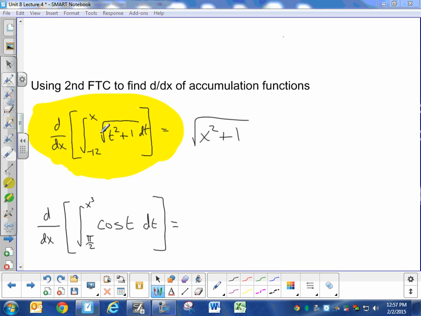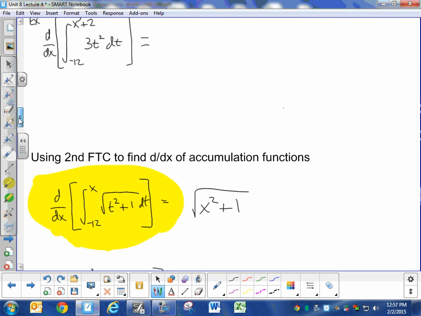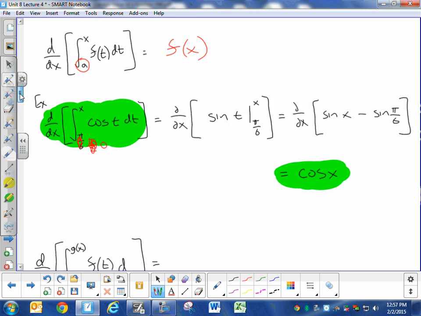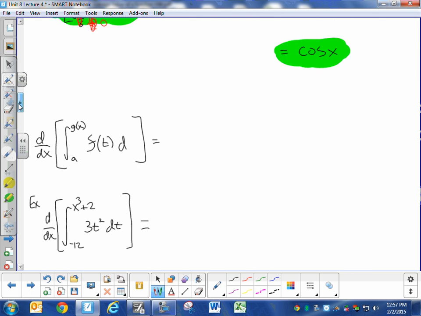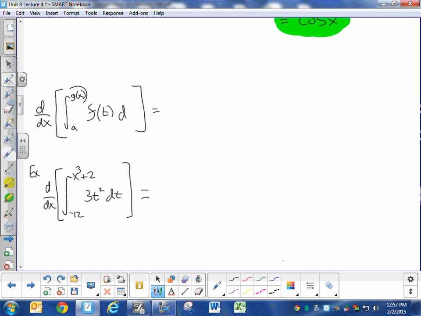So we know how to take the derivative of this funky function, which we can evaluate values for. All right, well, what if we have some crazy stuff up here? What if it's not just x? What if it's x cubed plus 2? Actually, I want it to be x to the 5th plus 2, and I want this to be 3t squared plus 1 dt.